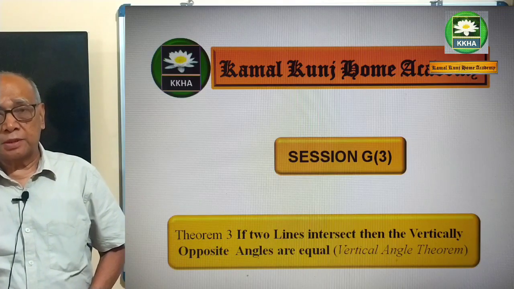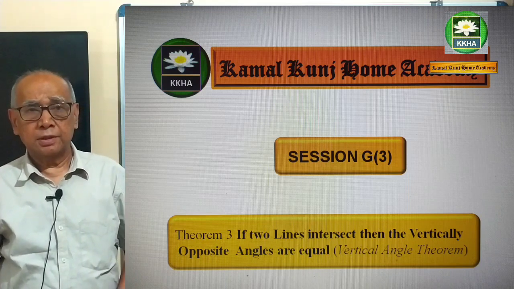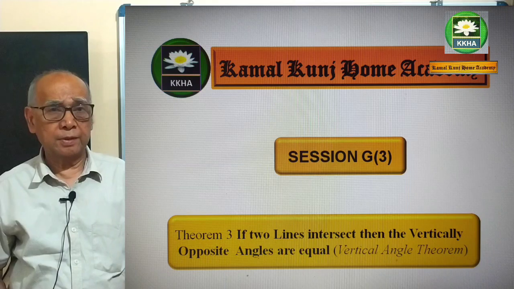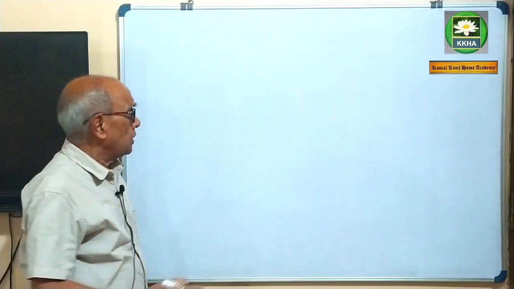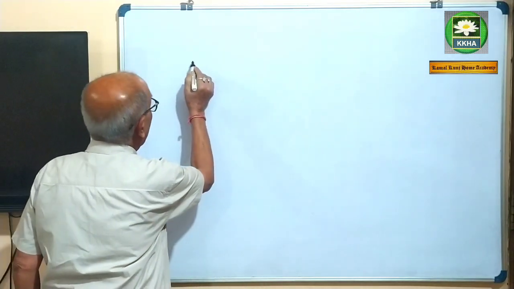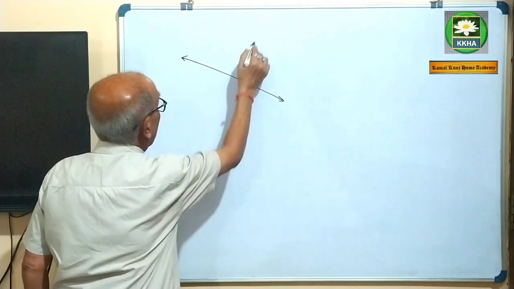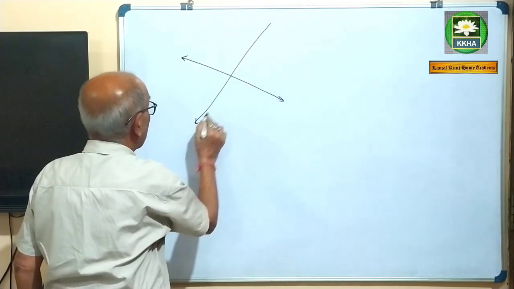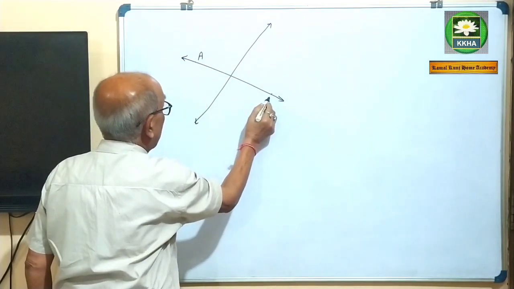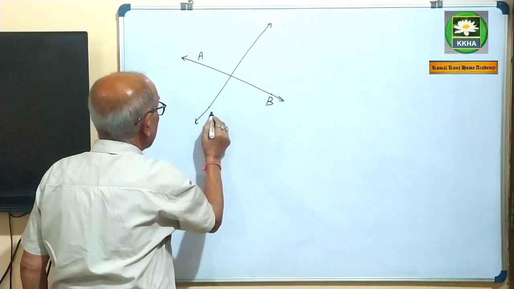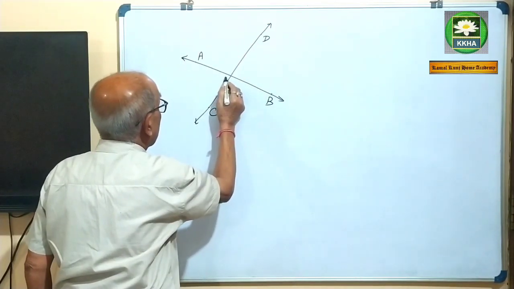Our today's topic of discussion is vertical angles. Theorem on vertical angles. Now, what do you mean by vertical angles? When two lines intersect, suppose line AB and CD intersect each other at O.